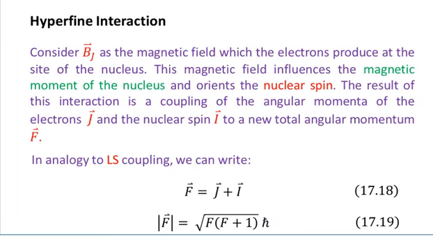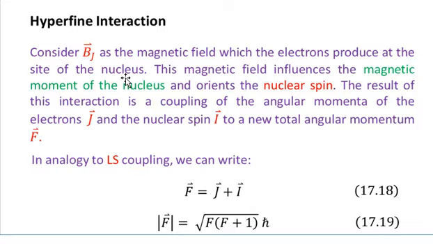Hyperfine structure. Consider Bj as the magnetic field which the electrons produce at the site of the nucleus. You know that in the hyperfine structure, we also talk about a field generated at the site of the nucleus due to the orbital motion of the electron. So this field, which is the Bj field, is actually different from that field.